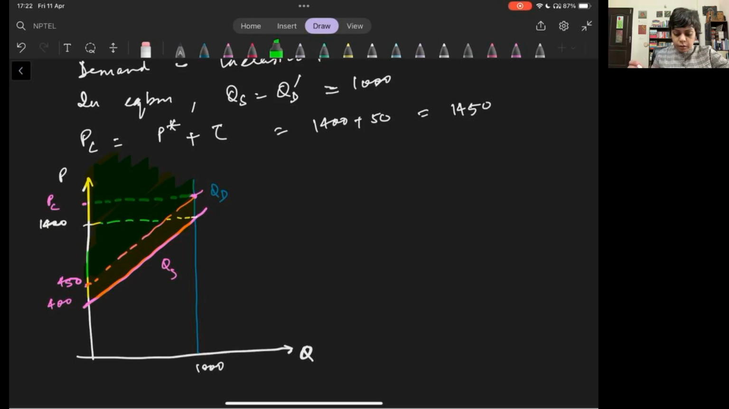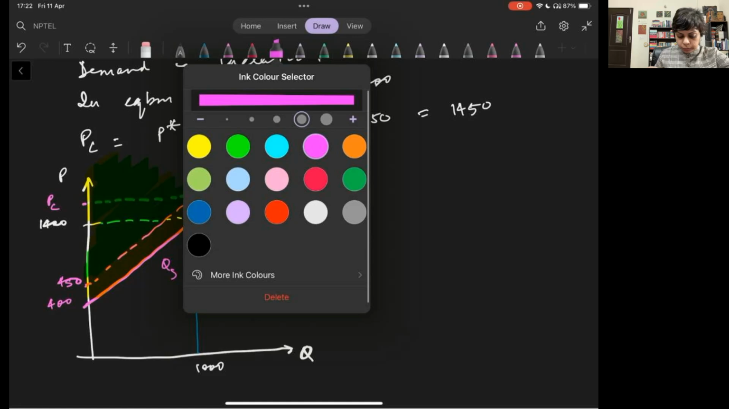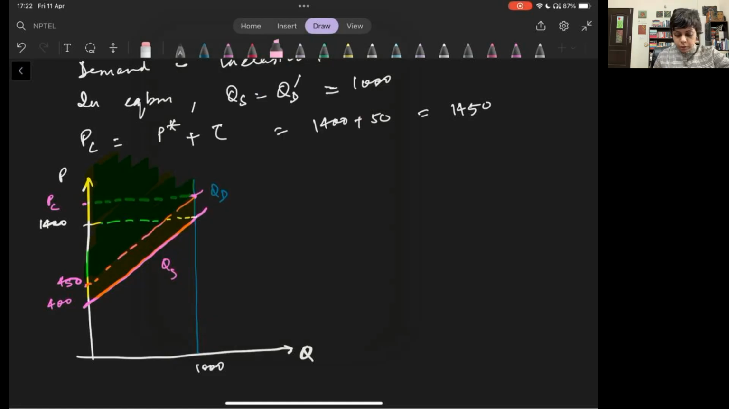And producer surplus is going to remain the same because the price which the producer is getting is still the same. So let me shade this with this color. This 1400, right? This is the price the producer is getting.